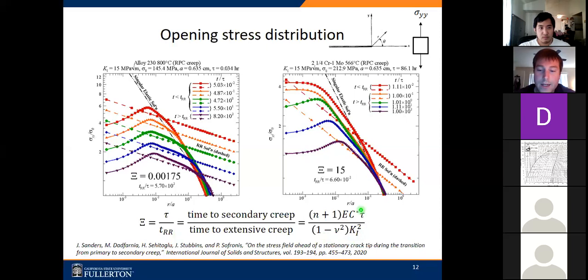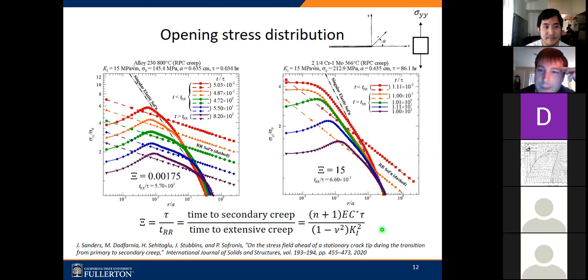It's dimensionless. When it's really small, it means that primary creep is negligible. So for these simulations right here, psi was 0.001, really, really small. Over here, it was 15, so very large. So that was one of the things that we were able to do. We were able to define a new dimensionless quantity that characterizes how important primary creep is to a compact tension specimen, to a crack tip. And this was actually just recently published earlier this year in the International Journal of Solids and Structures. So this is hot off the press.